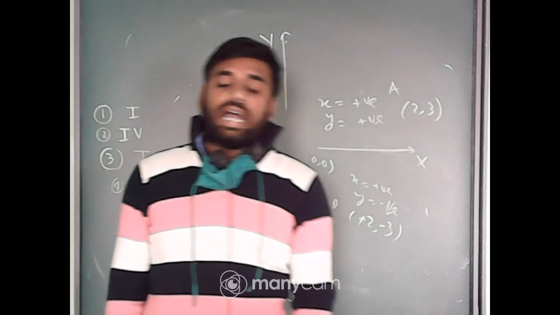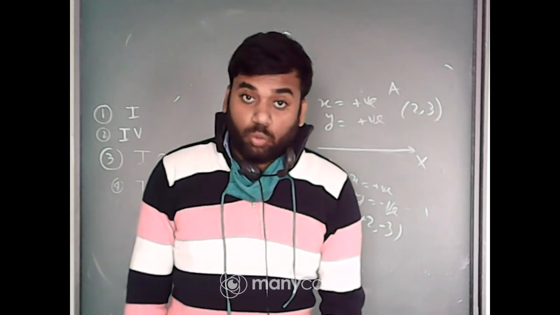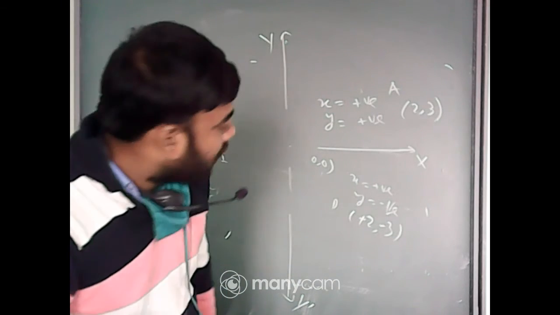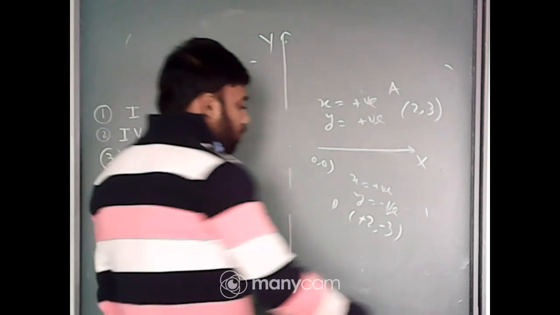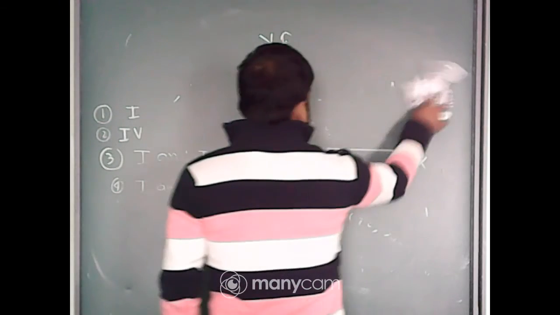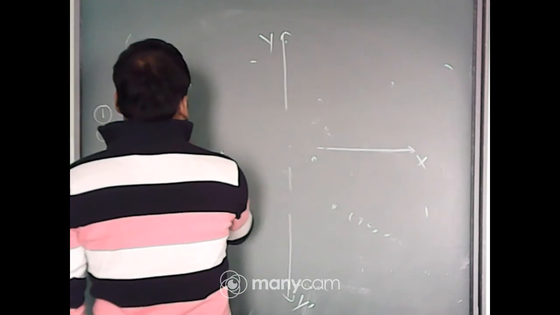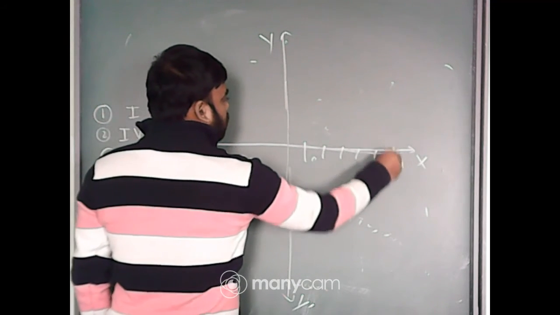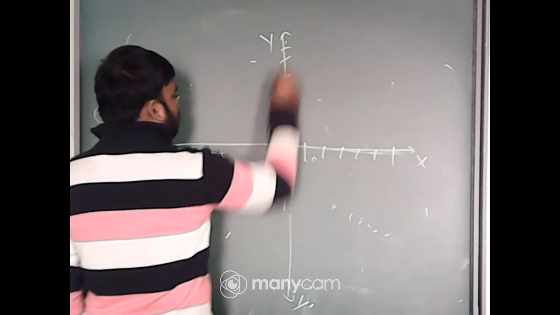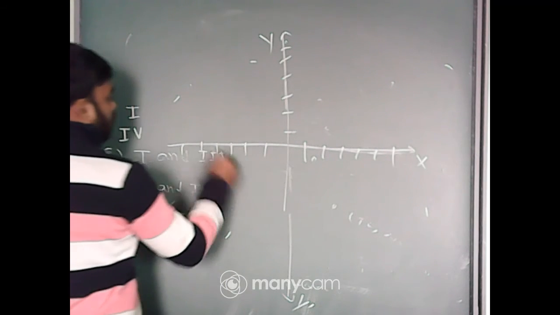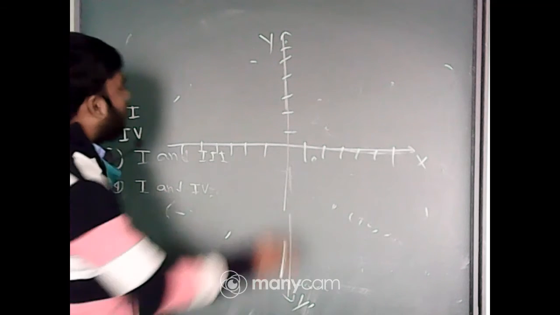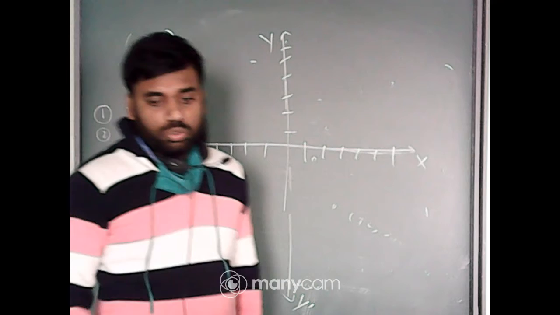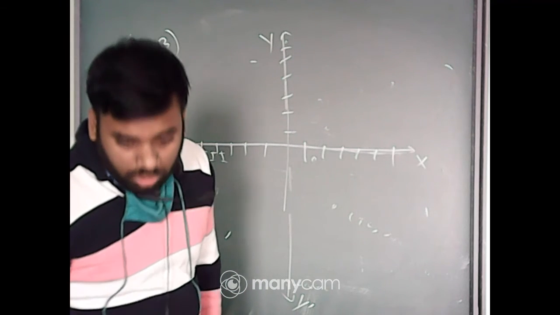Just watch it, then how to plot points will be clear. I am discussing just one point, how to plot points. Like now, point 2, 3. How will you plot point 2, 3?